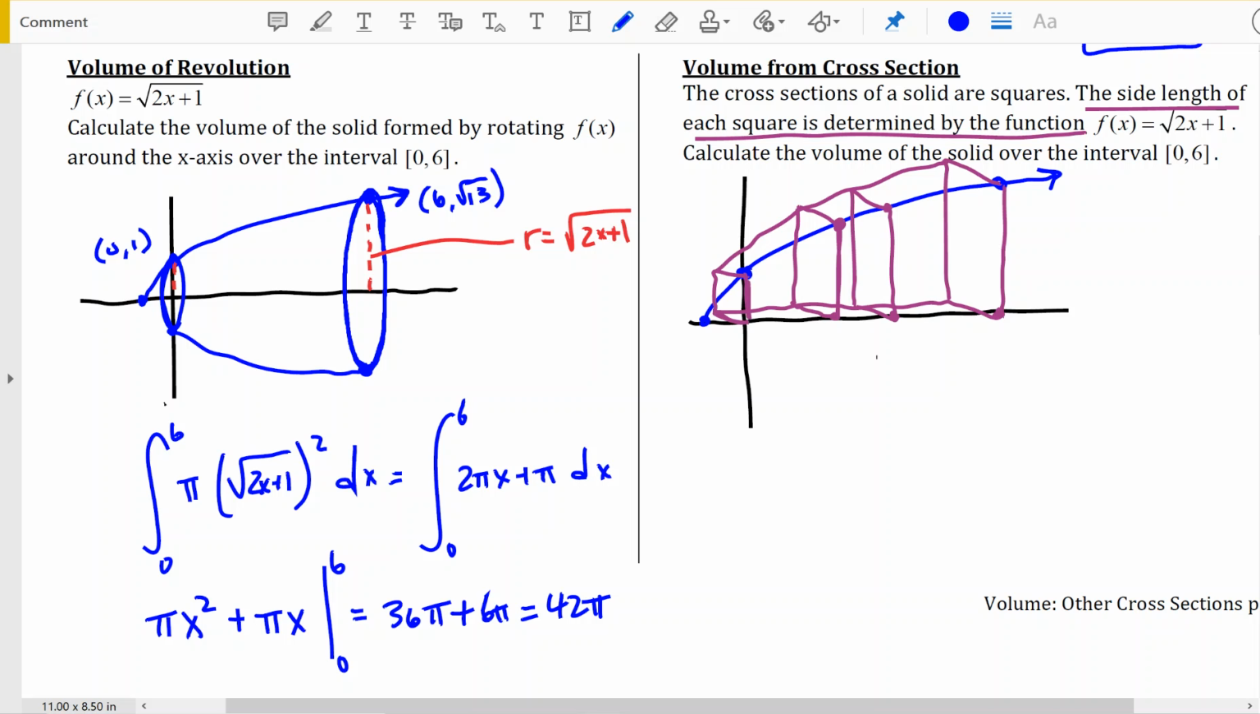And again, that formula is based on the fact that this is our radius, and we're going to do radius squared times pi because the cross sections are circles.